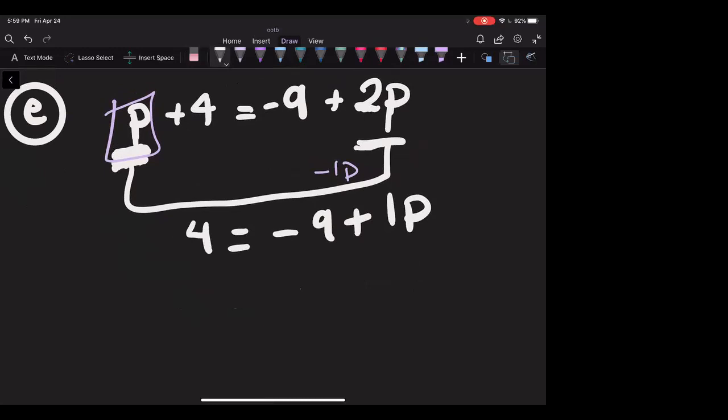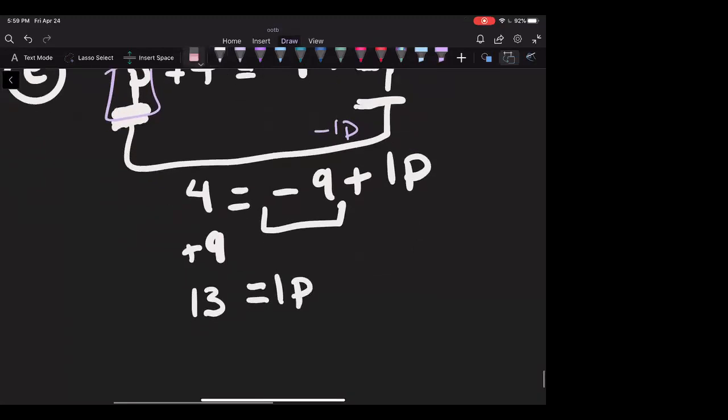And now what you're gonna do is, do you see how this is -9? What's the opposite of it? Positive 9. So what's 9 plus 4? 13. 13 is equal to 1P, which basically just means P by itself. So, is P by itself now? Yes. So now we can circle the answer. P is equal to 13.